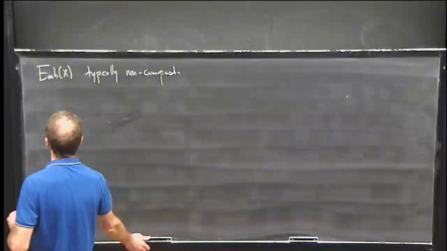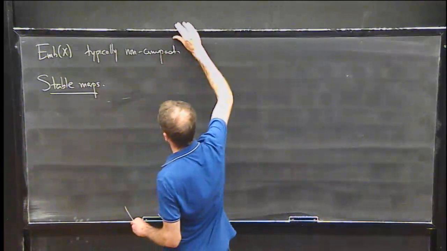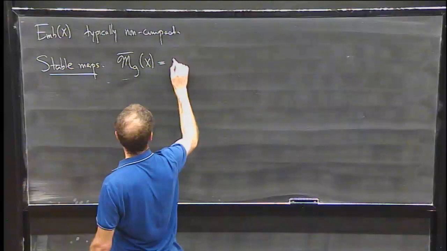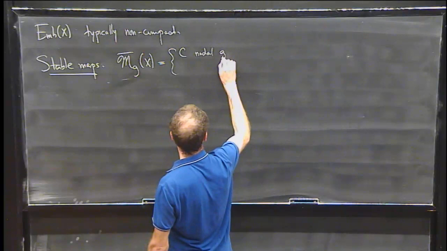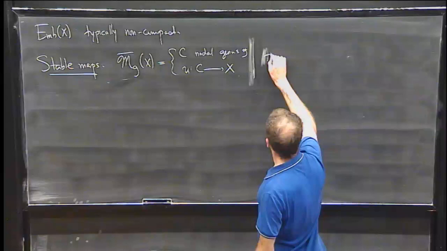Now the most well-known are probably first the stable map compactification. That's usually denoted maybe M bar G of X. That's the space of nodal curves of genus G with a map to X, which have finite automorphism.